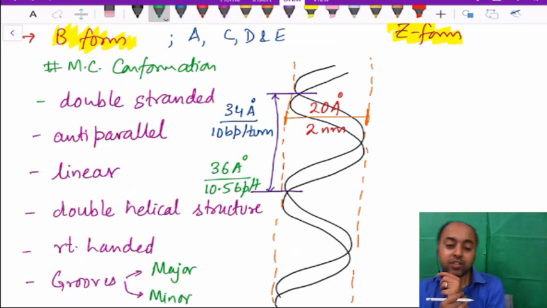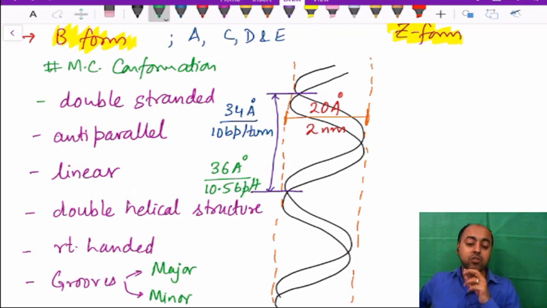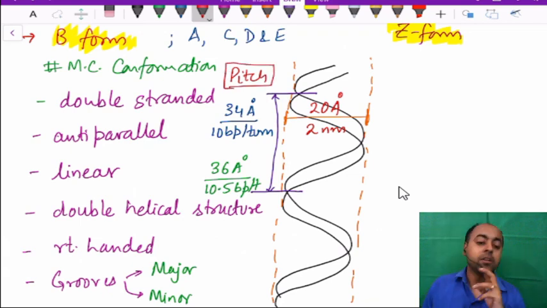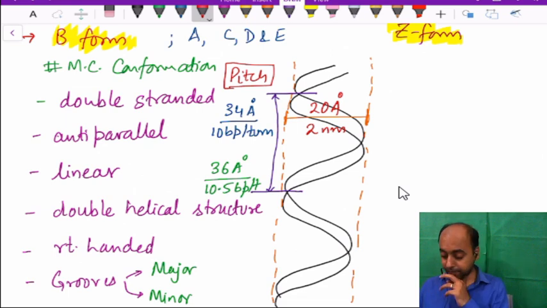For UG level, we mention 34 Angstrom. So if 36 Angstrom is not there in the options, you obviously have to go with 34 Angstrom. If both options are there, then 36 Angstrom is the better answer. And this distance occupied by one turn is known as the pitch of the DNA.